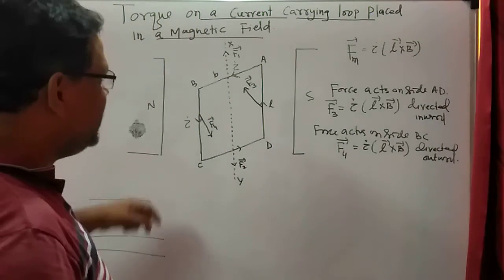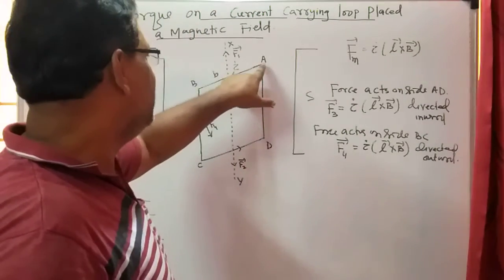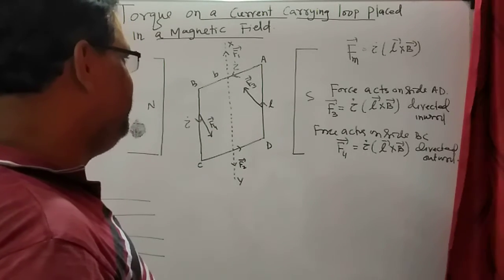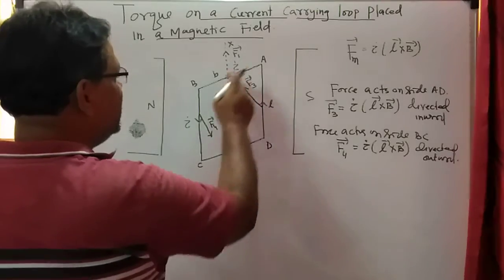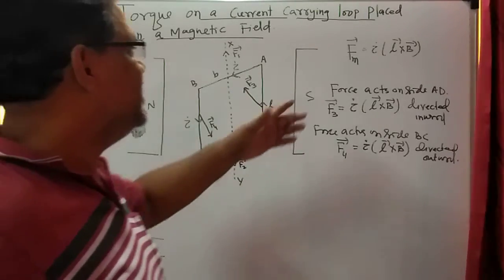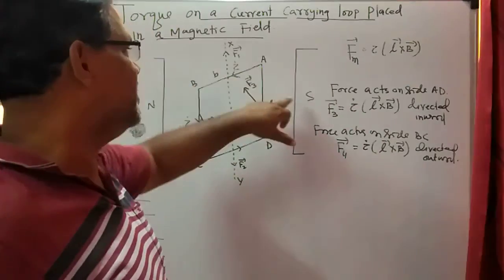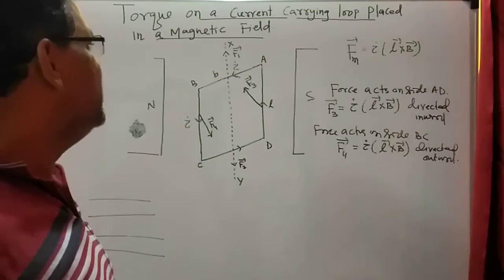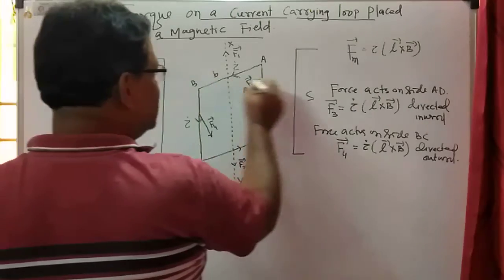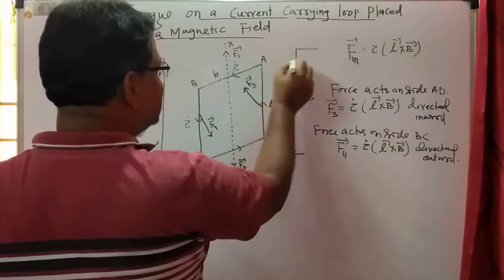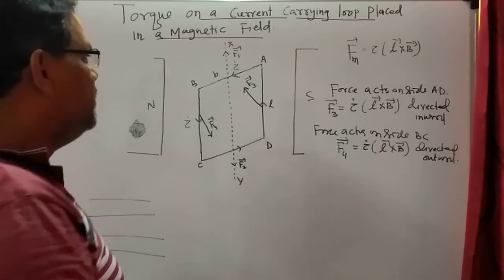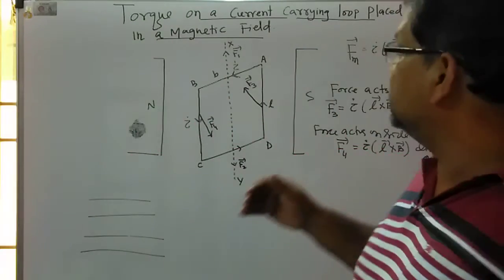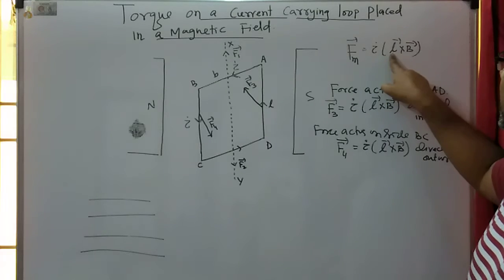The important thing is what is the magnetic force acting on AB and CD. This is very important. You know the force formula, but the field is not always normal to the side. So for the force acting on the side AB, the magnetic field is directed along this way. What will be the force acting on the side AB? In this case, you can use the cross product rule, I into L cross B.